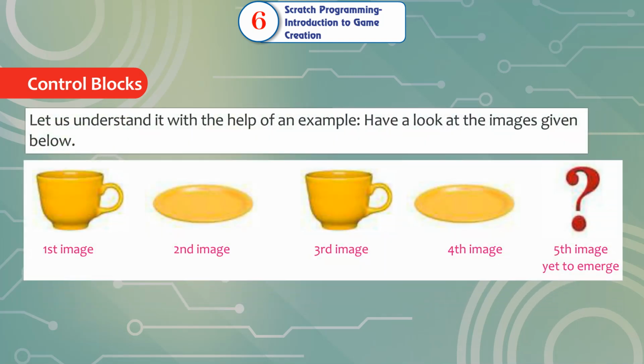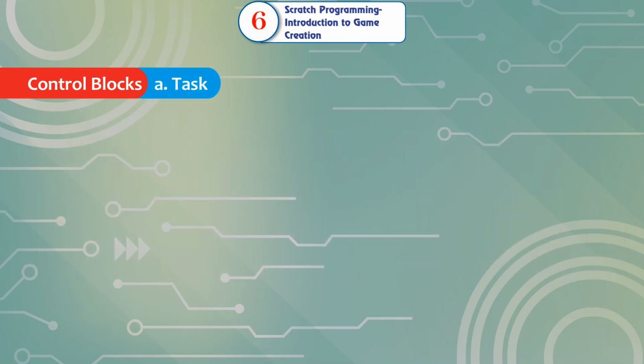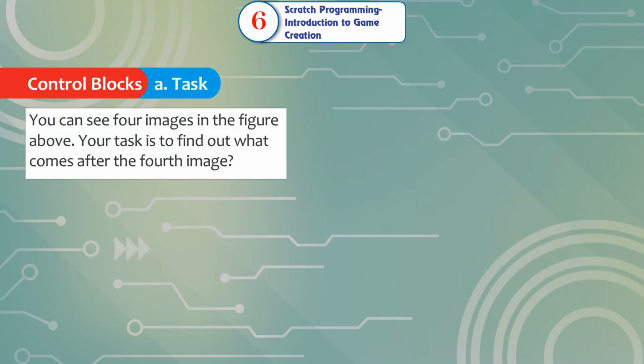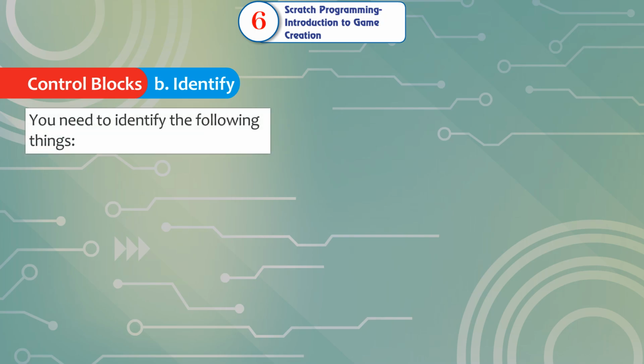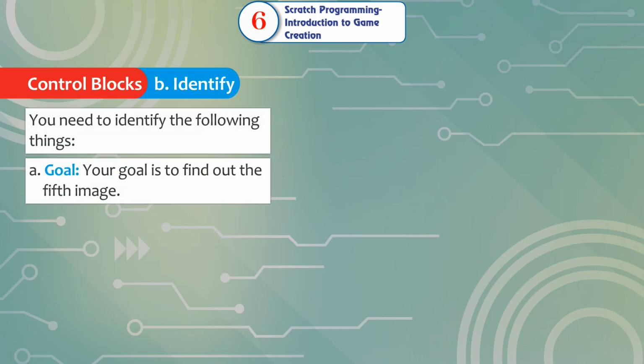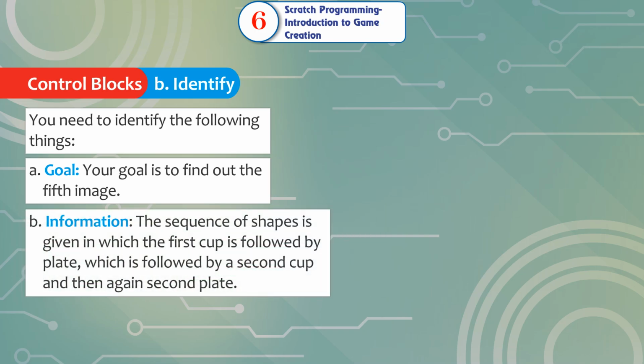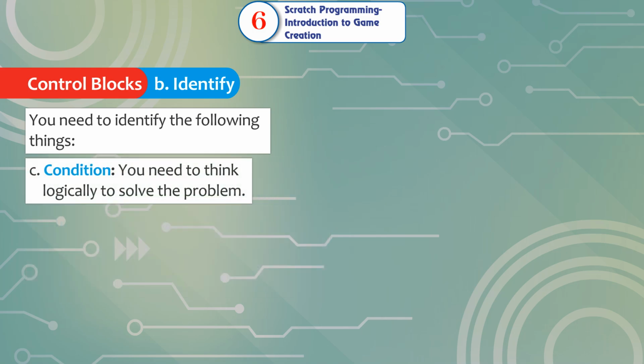Let us understand it with the help of an example. Have a look at the images given below. A. Task. You can see 4 images in the figure above. Your task is to find out what comes after the 4th image. B. Identify. You need to identify the following things. A. Goal. Your goal is to find out the 5th image. B. Information. The sequence of shapes is given in which the first cup is followed by plate, which is followed by a second cup, and then again second plate. C. Condition. You need to think logically to solve the problem.